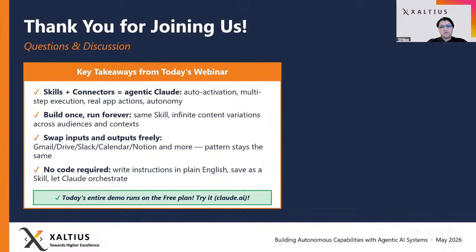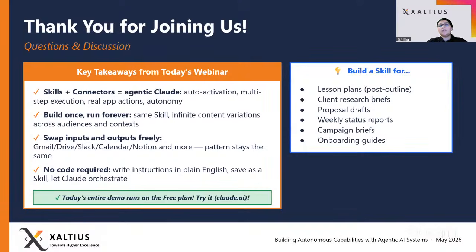So it's really awesome. In terms of use cases, you can build a skill for many other scenarios. Maybe after you create the outline and you get it approved, the next thing you need to do is create a lesson plan. You can have a separate skill for that. Maybe you have to build client research briefs or drafts or status reports and so on, right? There are really endless possibilities over here.